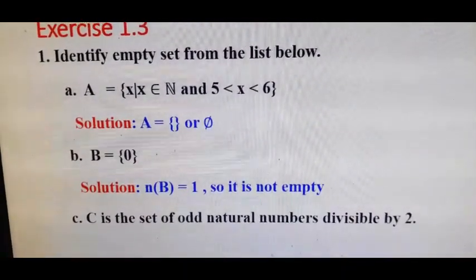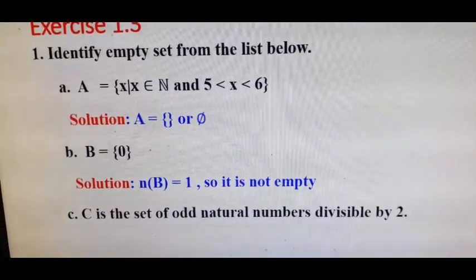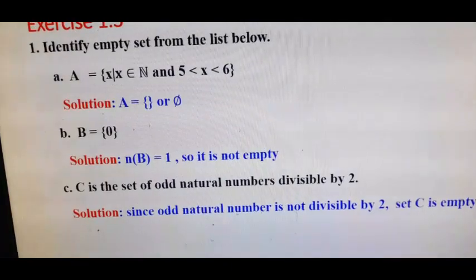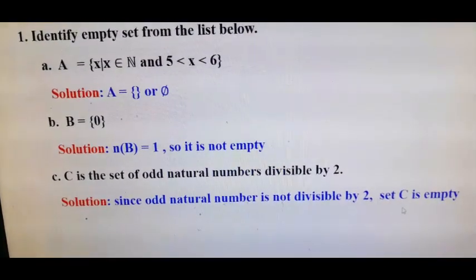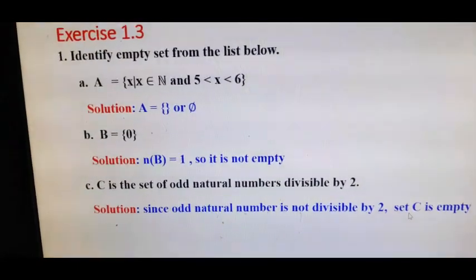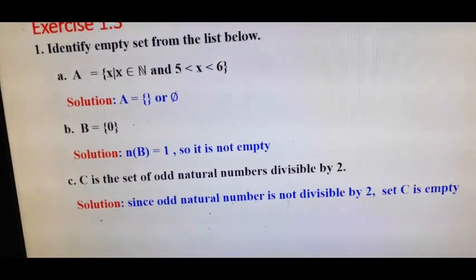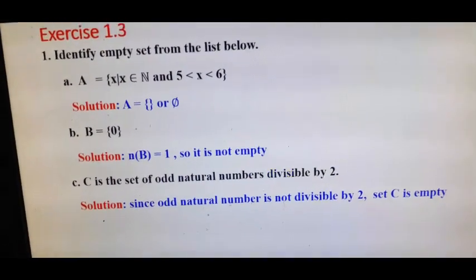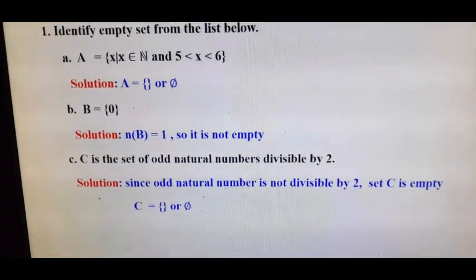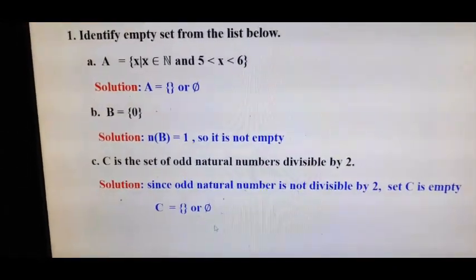C is the set of all natural numbers divisible by 10. What about this? Since not all natural numbers are divisible by 10, set C is empty. So C is the empty set, or we can write this with this symbol.